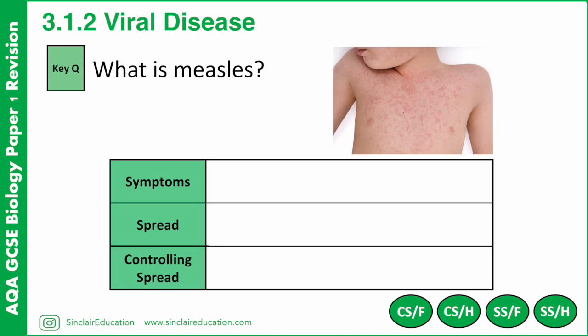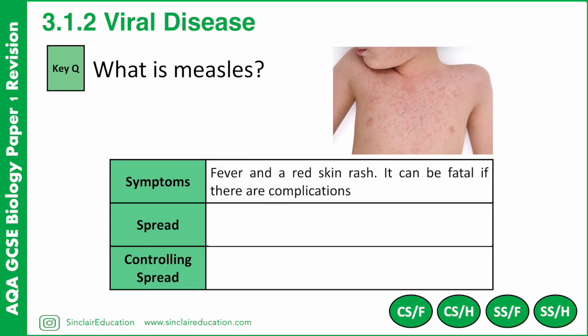Now, for your specification, you need to be prepared to discuss some different infections, what causes them, and how they spread. So our first one is a viral infection known as measles. And this is typically seen as a fever and a red skin rash. Now, there are fatalities with this, and it can lead to complications that can cause death. This is spread by inhalation of droplets from sneezes and coughs.